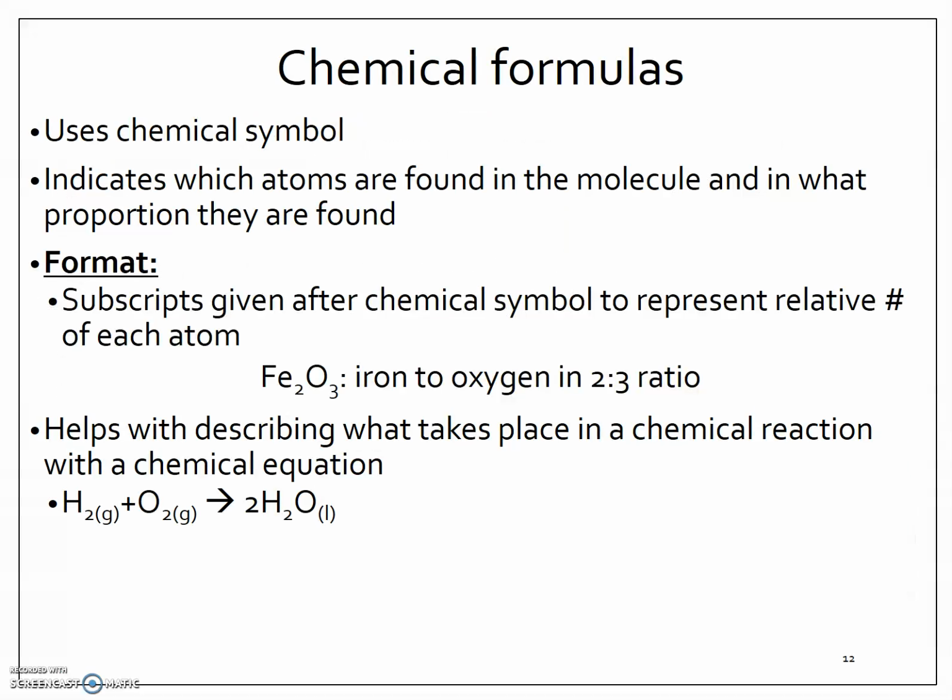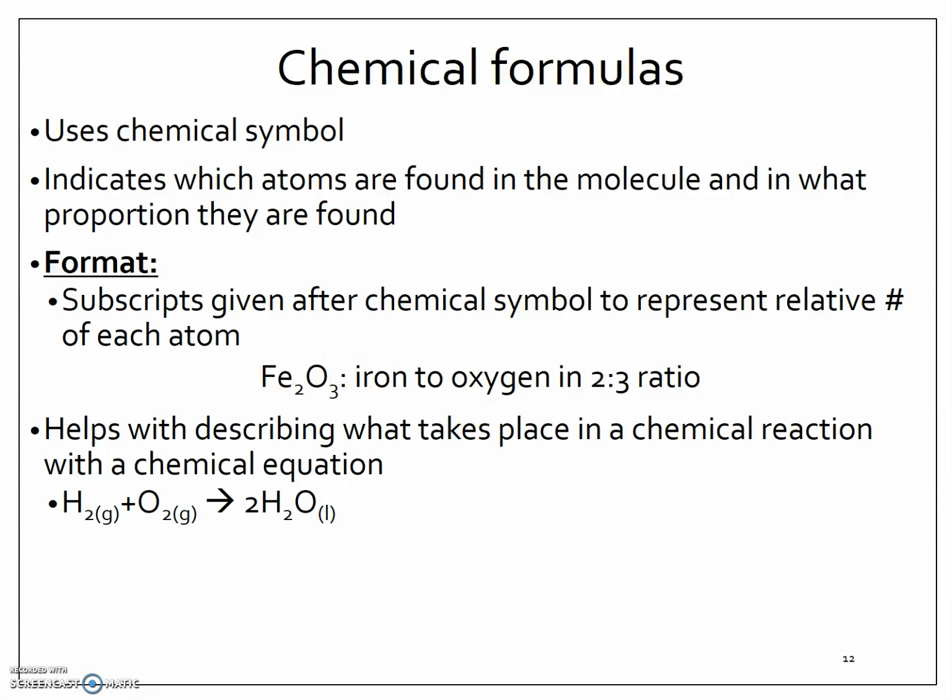So, chemical formulas. When we have an element, we can use the chemical symbol. When we have multiple elements together and they form a compound or a molecule, we use a chemical formula. Now, instead of writing out all the names, we use their chemical symbols. They indicate which atoms are found in the molecule and in what proportions they are found. So it's important to pay attention to charges and to subscripts.